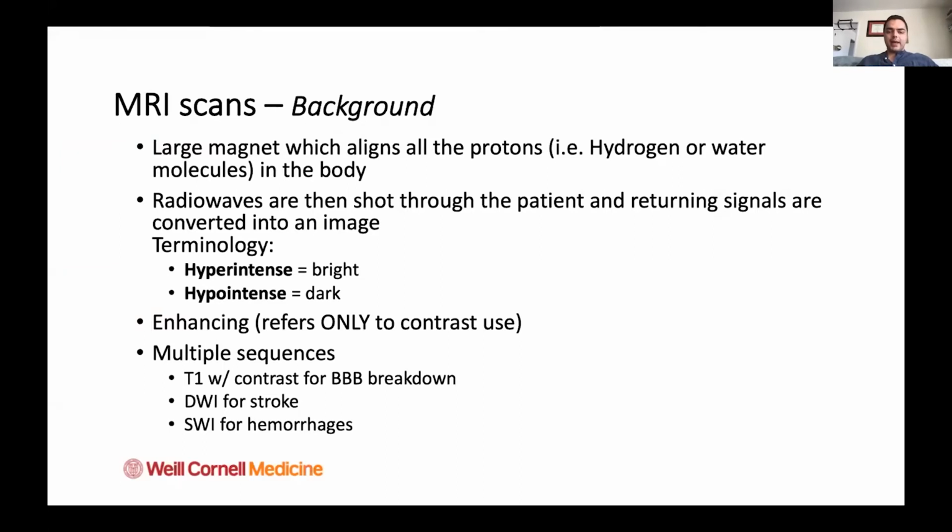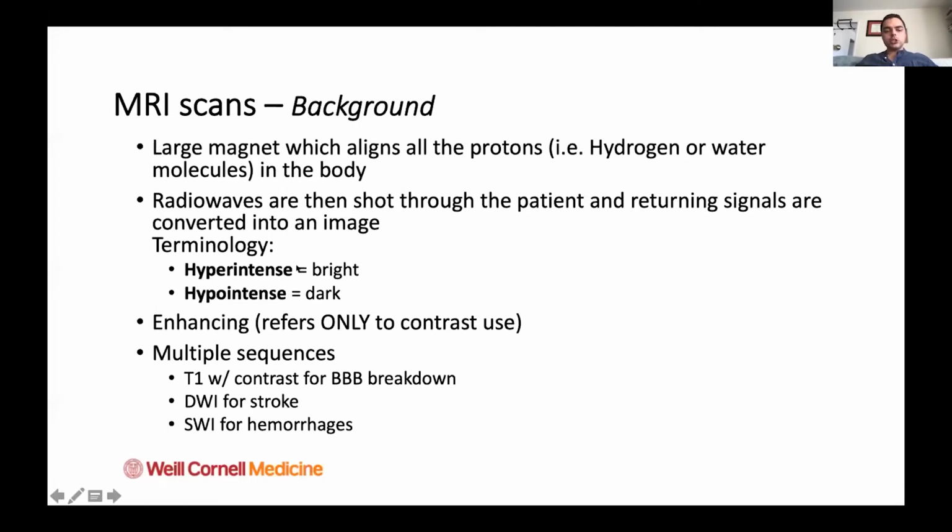MRIs are large magnets that basically align the protons in hydrogen or water molecules in the body. Radio waves are shot through the patient, and the returning signal, the shift in the movement of the protons, is converted into an image. And because of the difference in the amount of protons in various tissues in the brain, very subtle differences, you actually can get a very detailed view of the brain. And the MRI has become absolutely essential in our work to identify lesions, especially when it comes to neuro-oncology.